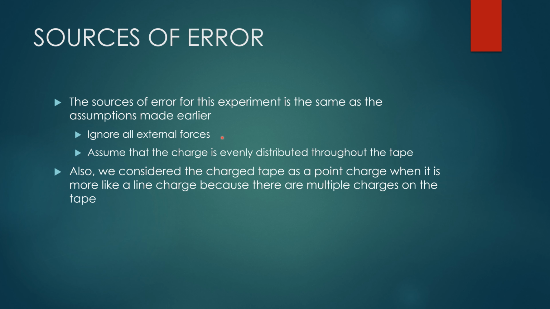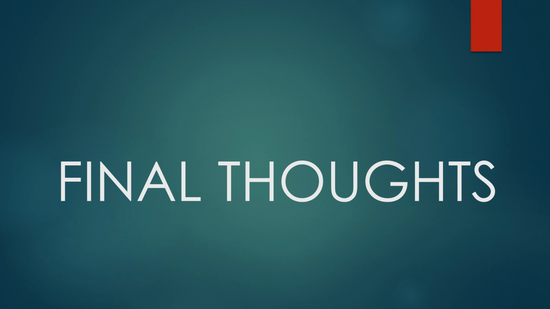Sources of error are the same as the assumptions we made. We had to ignore all external forces and assume that the charge is evenly distributed. And then we also considered the charge as a point charge when it's more like a line charge or it has multiple charges, just to make things simpler.